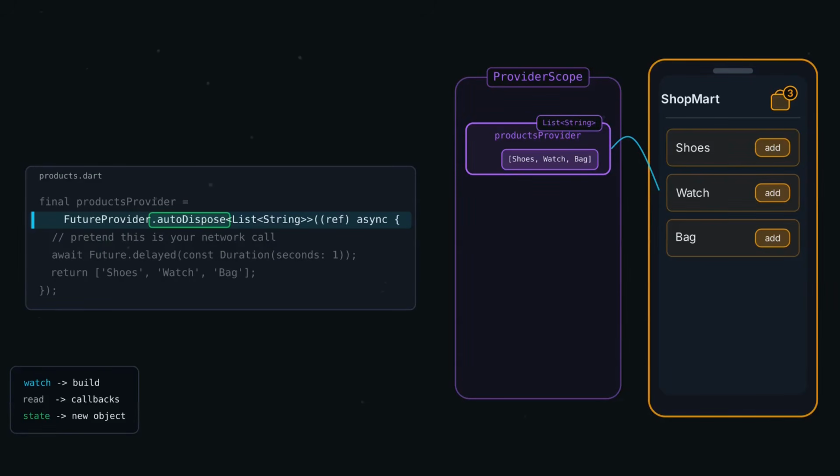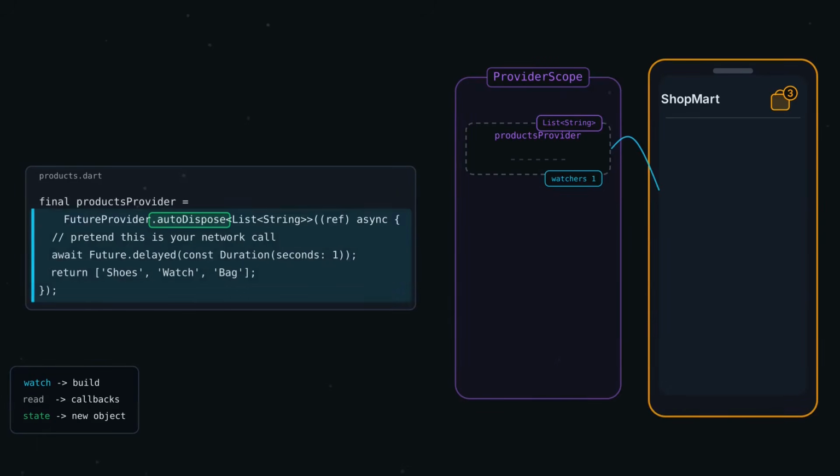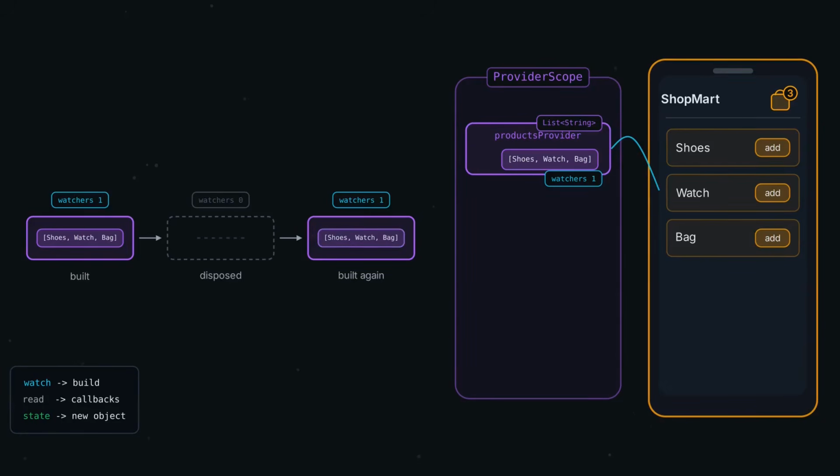.autoDispose. Now Riverpod counts who is watching. The moment the last watcher leaves, you pop the screen. The state is destroyed. Come back later. And the recipe simply runs again, fresh. Built once while watched. Last watcher leaves, disposed. Watched again, built again, from 0.